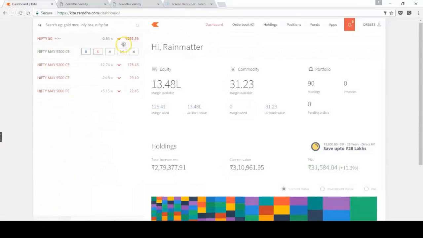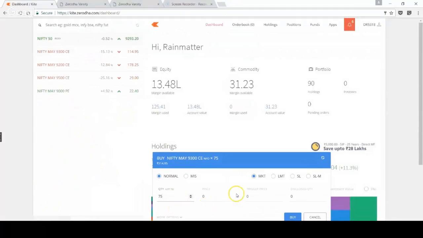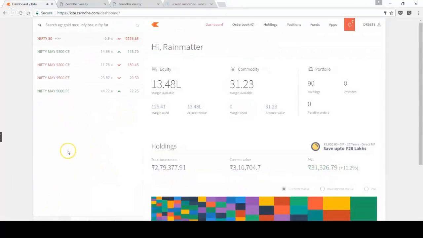I see that spot is around 9,292. So I will go ahead and buy the 9,300 call option. I'm not thinking about this, I'm just executing the trade. As I said, it's purely for educational purpose. I'm going to put an MIS order, make sure it's market, one lot. Let me buy this position. Let me enter into this position. There you go. Super fast that was.